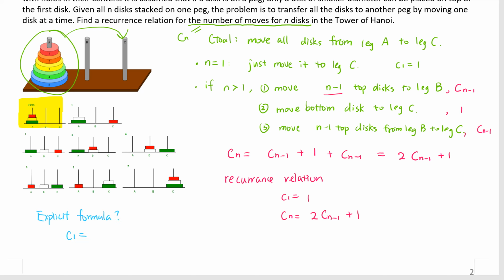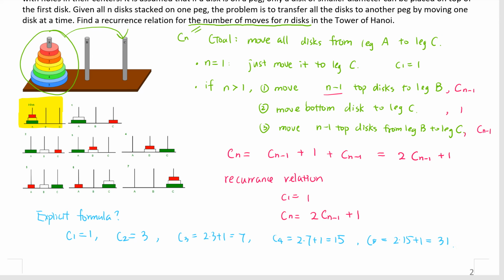So C1 is 1. Well, C2, 2 times 1 plus 1 is 3, right? C3, 2 times 3 plus 1 is 7. And C4, 2 times 7 plus 1 is 15. Okay, and then let's do one more. C5 is 2 times 15 plus 1 equals 31.